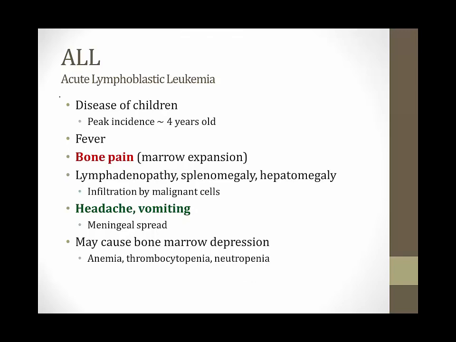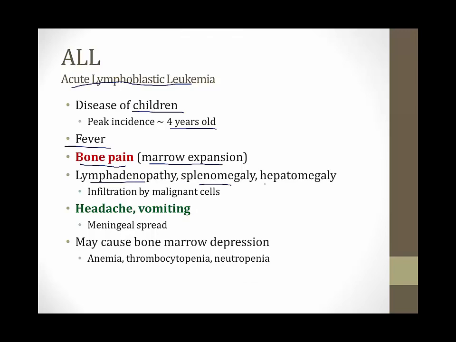We'll start by talking about ALL, which is acute lymphoblastic leukemia. This is largely a disease of children. The peak incidence is 4 years old, and children who develop this generally present with non-specific symptoms of not feeling well. For example, they can present with fever and fatigue. Bone pain is a common symptom. This is because the marrow is expanding and filling up with blasts.